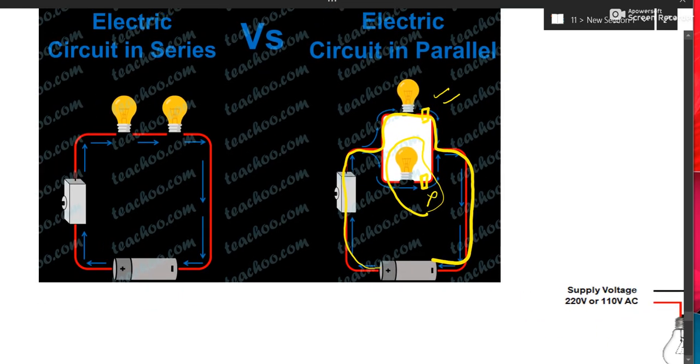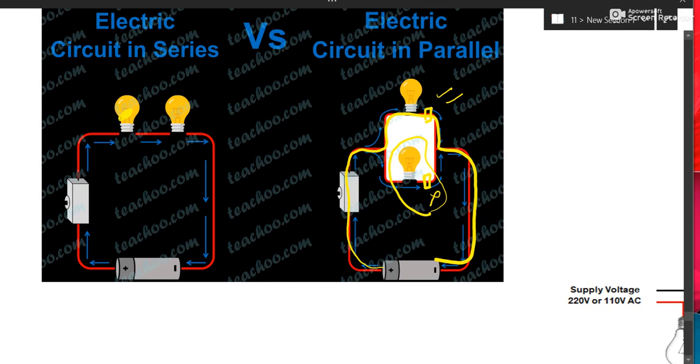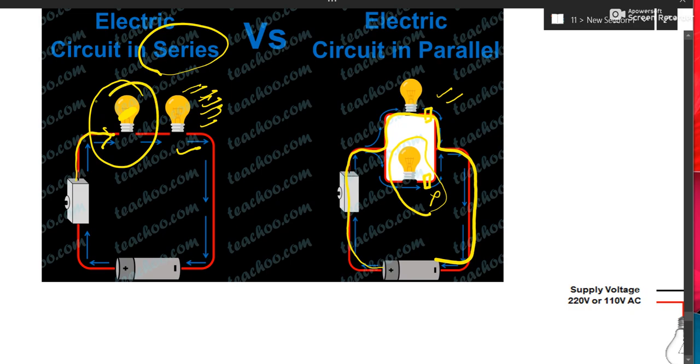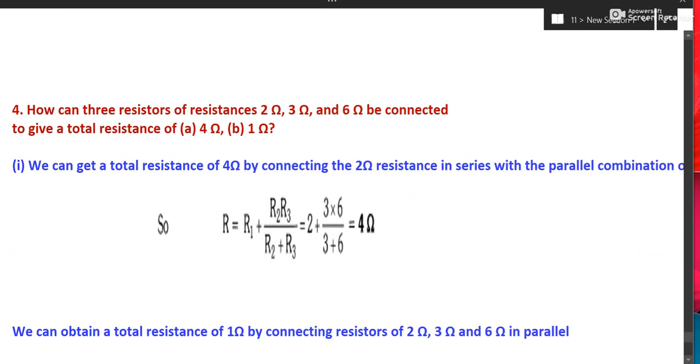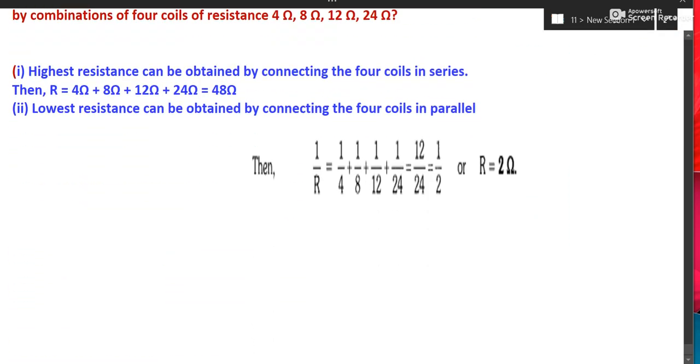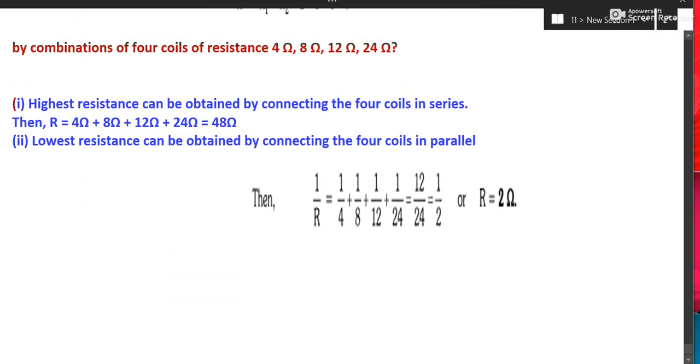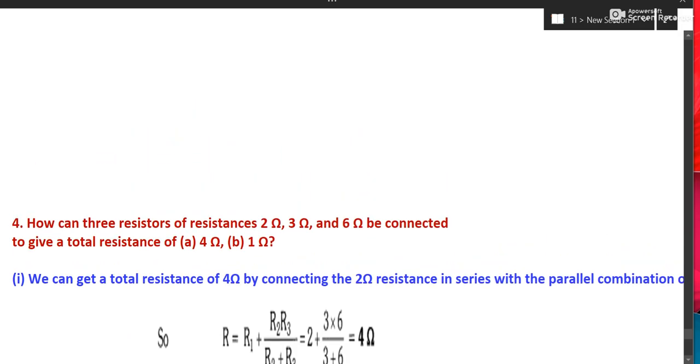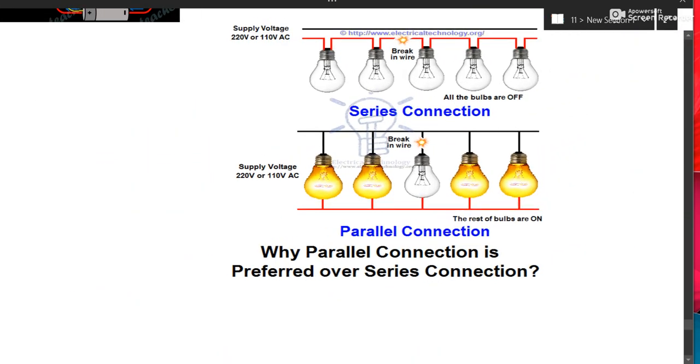But in series, suppose here it is fused, then current will not flow to the next. It will also not work even if it is correct. So that is a drawback of series. If one piece of equipment goes faulty, the others will also stop working. That is why in our homes we have parallel connection. If one fan of a room is not working, then the others will work.